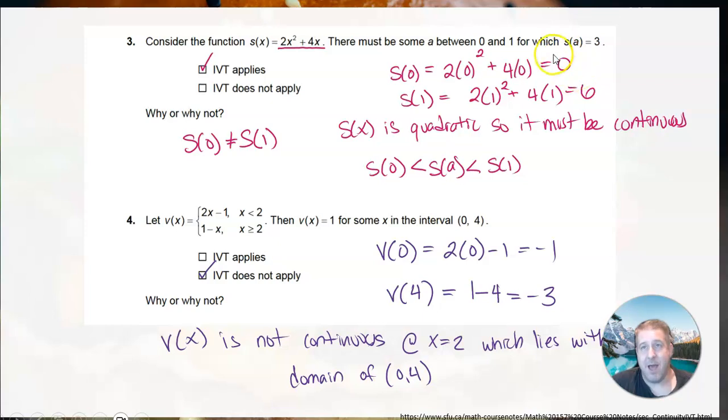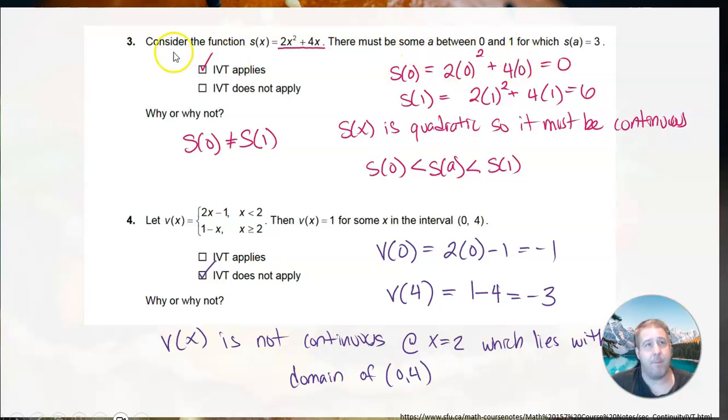That's important to me. So it has a height of 0 at the beginning. It has a height of 6 at the end. 3 is in between 0 and 6. So far it's looking pretty good. Now, if you've kept track, I didn't follow the same steps I did a second ago. I bypassed whether or not it's continuous.